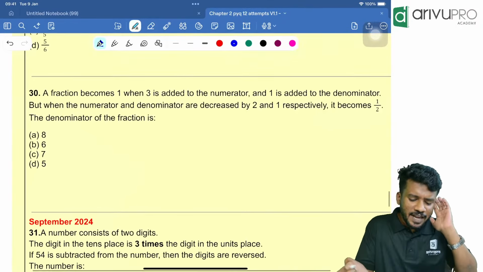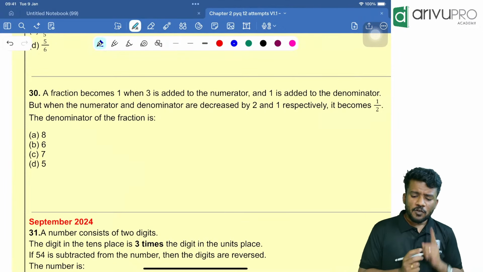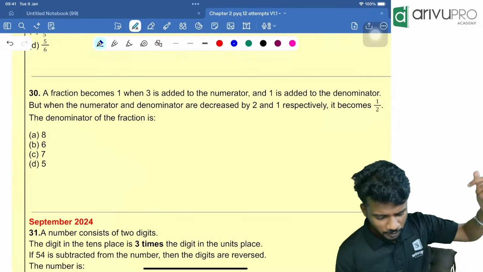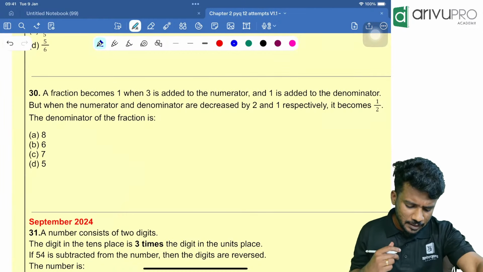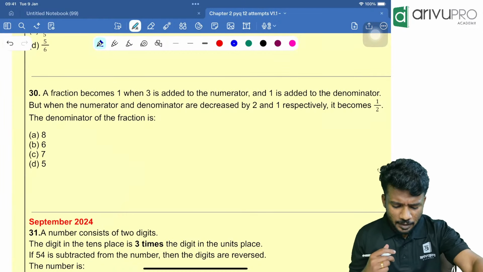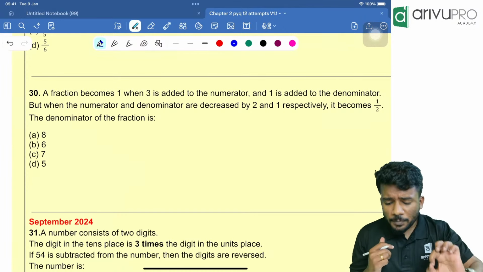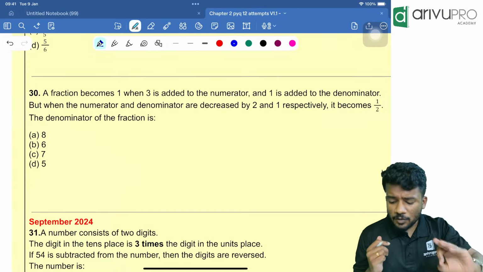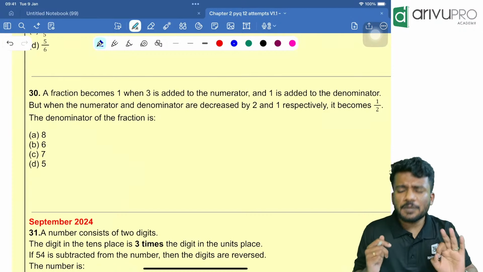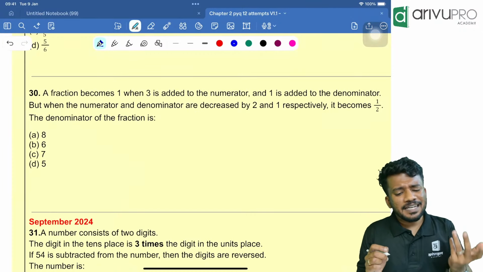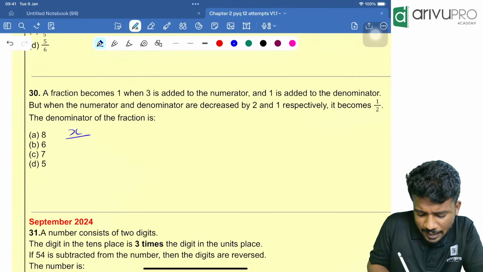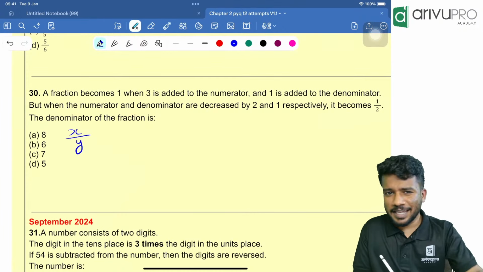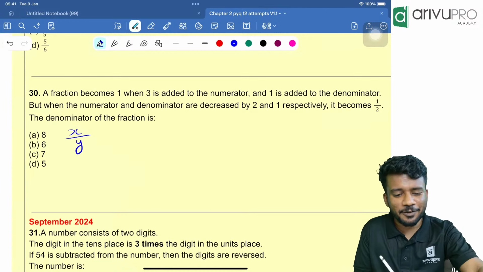A fraction becomes 1 when 3 is added to the numerator and 1 is added to the denominator, but when the numerator and denominator are decreased by 2 and 1 respectively, it becomes 1 by 2. People, what is the approach? We will say that x by y is the fraction. That is the normal approach.